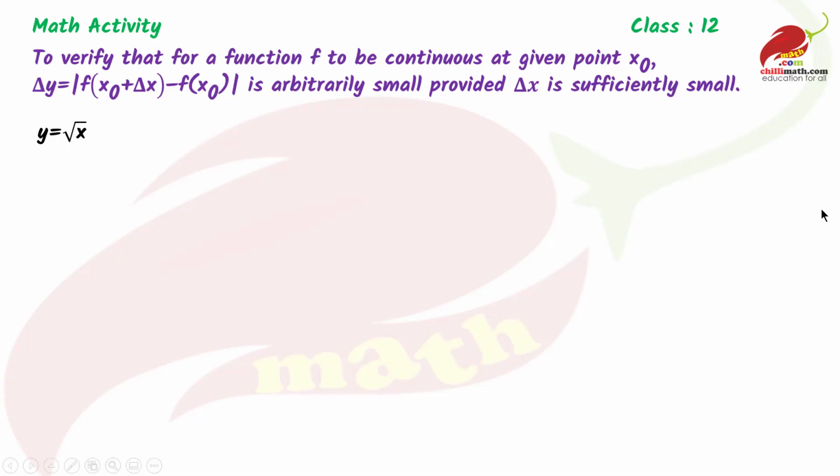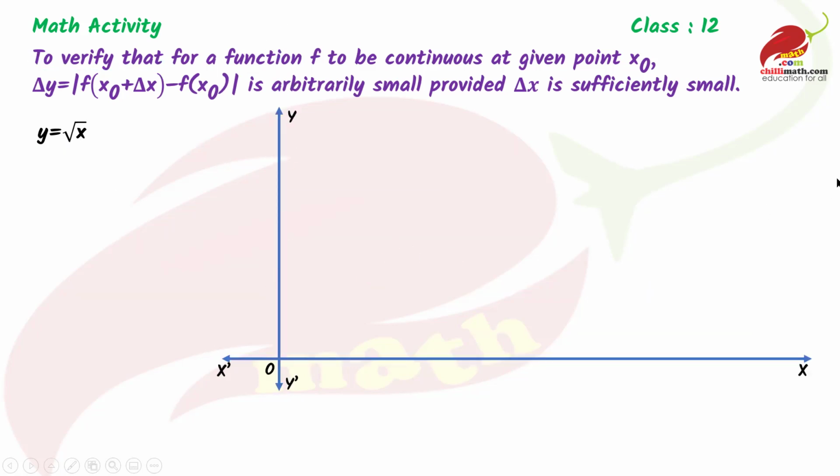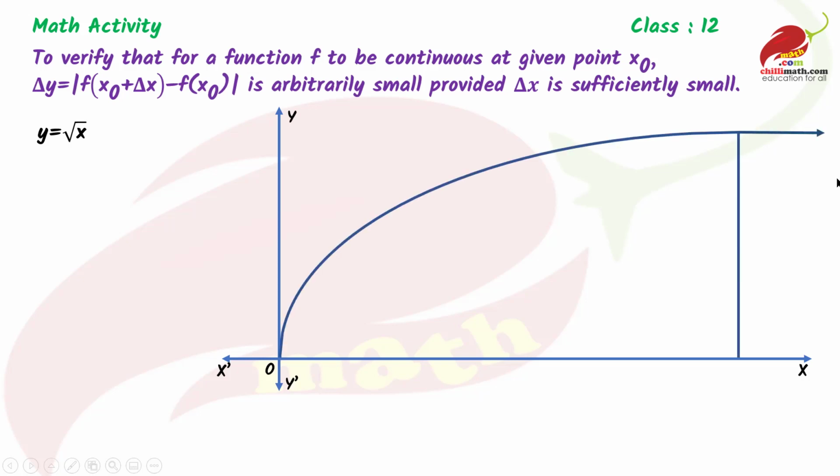Next activity is to verify that for a function f to be continuous at a given point x0, delta y is equal to modulus of f of x0 plus delta x minus f of x0 is arbitrarily small, provided delta x is sufficiently small. In your practical file, this is proved generally without any function given, but then there will be a problem in finding observations, where you put values of delta x. Therefore, I have taken y equal to root x, whose graph is similar to the graph given in the book.